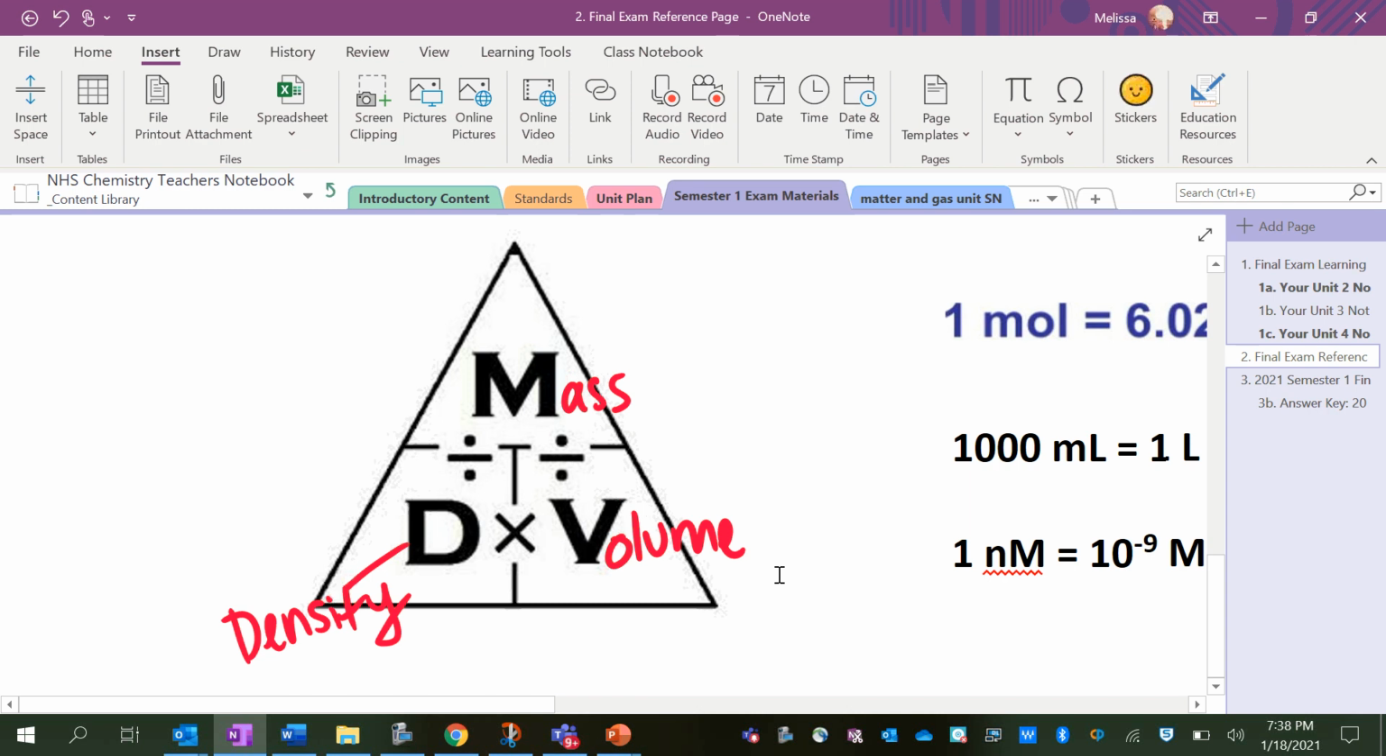But let's say you're solving for mass. If you cover it up, you can see what's left is density times volume. So that would be the formula. If you're solving for density, cover it up, and what's left is mass divided by volume. And if you're solving for volume, cover it up, it's mass divided by density. And then the units for each of these, mass is measured in grams, volume in milliliters, which is the same as centimeters cubed, and then density units would be grams per milliliter.